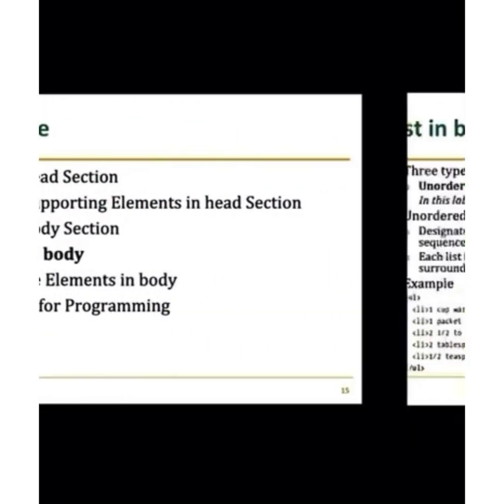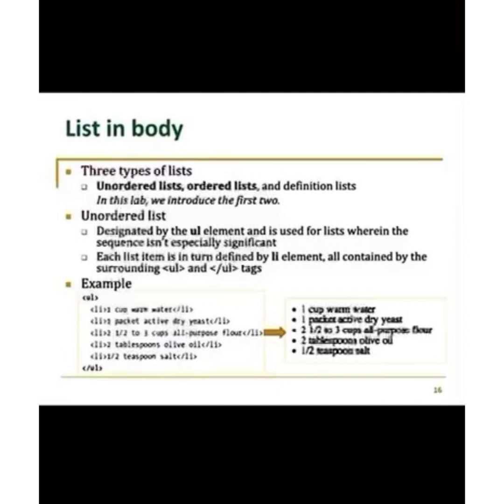நெக்ஸ்ட் வந்து list in body. There are 3 types of list: unordered list, ordered list and definition list. Unordered list பார்ப்போம். Designated by the UL element and is used for lists wherein the sequence isn't especially significant. Each list item is in turn defined by the li element, all contained by the surrounding <ul> and </ul> tags. Example.